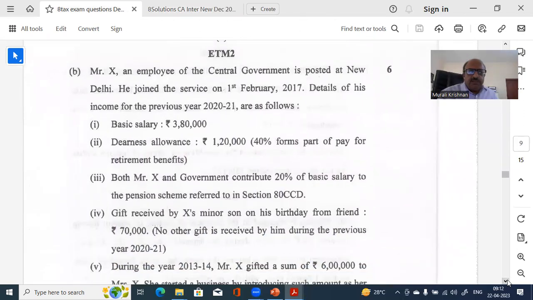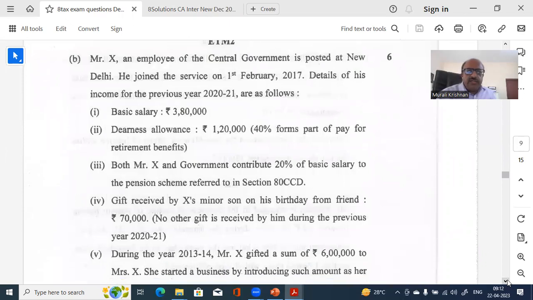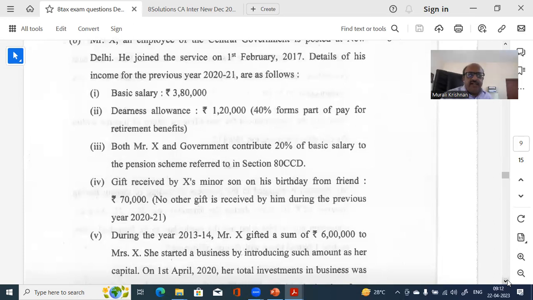Next is Mr. B, an employee of central government, posted in New Delhi. He joined the service on 1st February. Details of salary are as follows. Basic salary 3,80,000. DA, how much? 1,20,000, only 40% of salary. Mr. X and the government both contribute 20% of basic salary to CCD, 20%. We saw already only 10% is allowed. Now see, that particular thing will itself attract two places of mistake. Gift received by X's minor son on his birthday from a friend, 70,000. 50,000 is crossed, therefore it will be taxable in the hands of X.